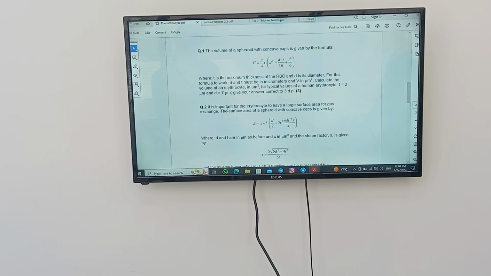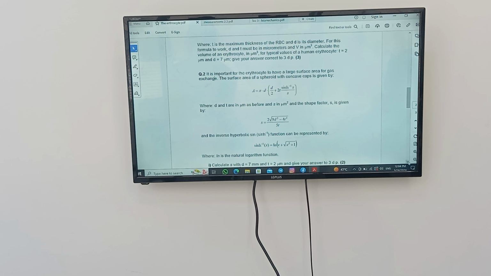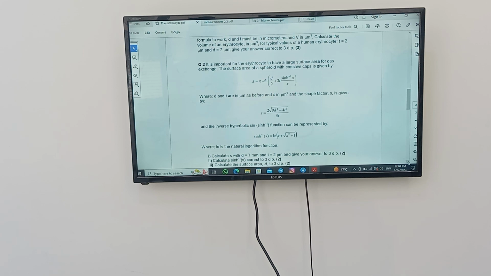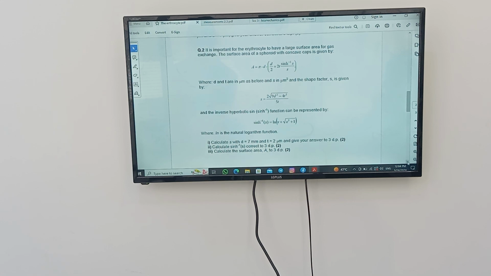It's important for the erythrocyte to have a large surface area for gas exchange. So this also contributes to the function of the RBC. It's not only concave to carry large amounts of hemoglobin to distribute throughout the human body, it's also large in surface area. And this is very important for gas exchange during the movement in its circulatory system.